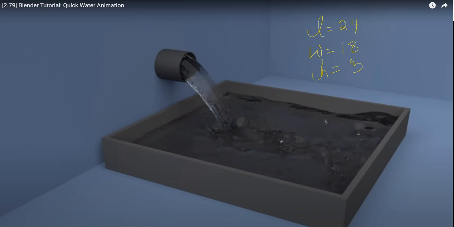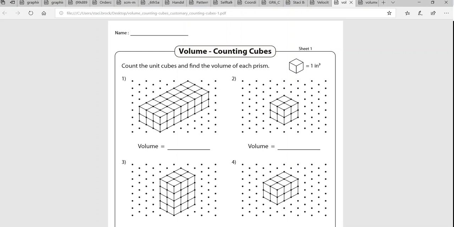Okay, so they're starting to fill up that box, and the volume of that water, that's what we want to find out. So that's what we're going to focus on today, how do we find that volume. And as you can see, we need 3 numbers to do that. We need a length, we need the width, and we need the height. Okay, let's continue on now.